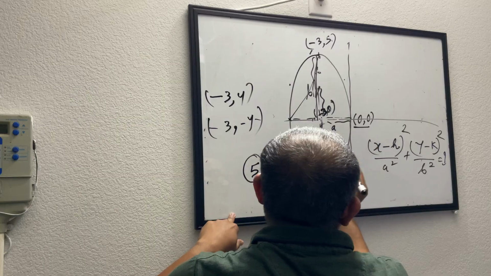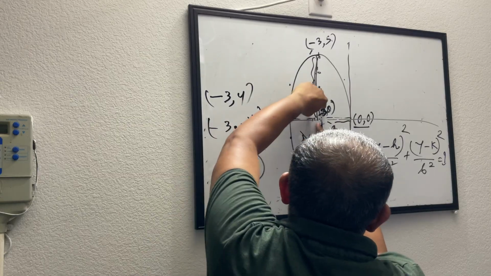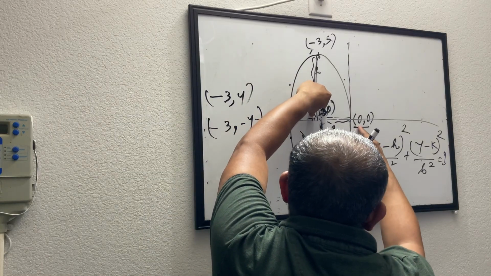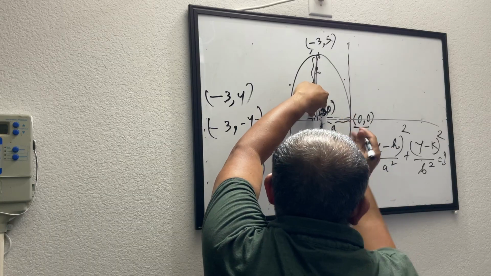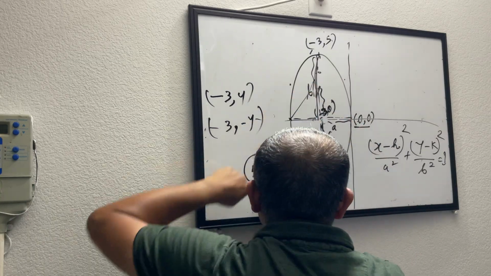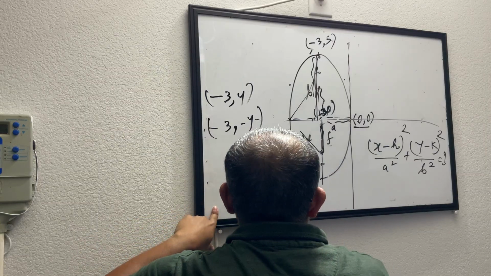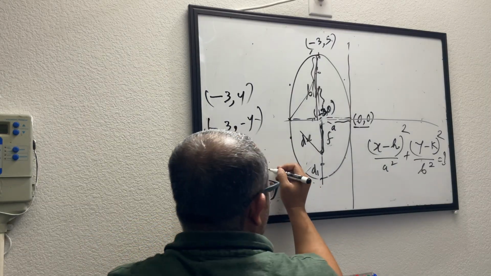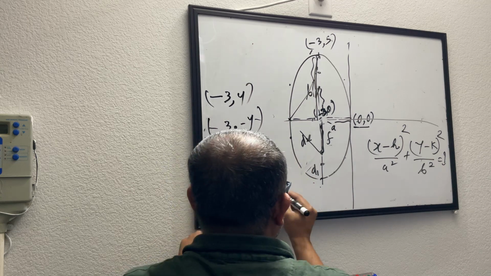How about the minor radius? For the minor radius, one point is minus 3, 0, the other point is 0, 0. Your y coordinates are not changing. Your total length is the distance between minus 3 and 0, which will be 3. Obviously, 5 is your major radius and this is the minor radius.